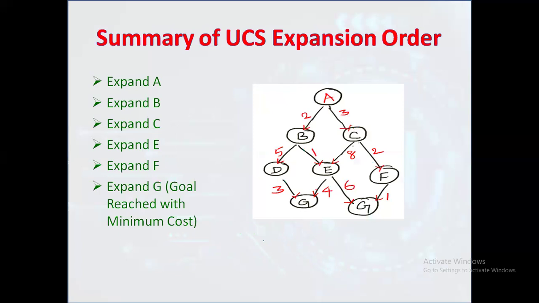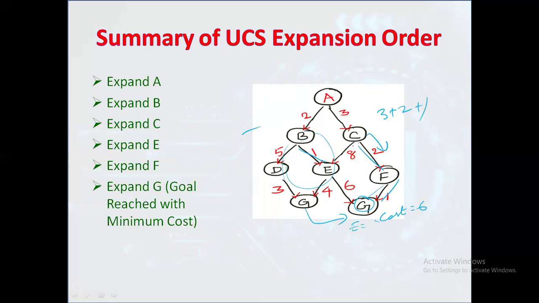Coming to the summary, first we expanded A, then we went into B and C, then E, then from F, and finally by comparing all these nodes, we expanded the node G. Whatever node is reached with the minimum cost, we find it as the goal node. So we expanded G, the goal node reached with the minimum cost. Here the cost is 6, 3 plus 2 plus 1.